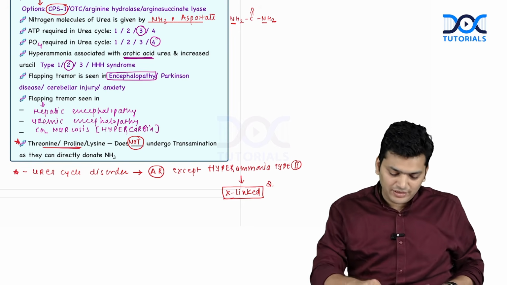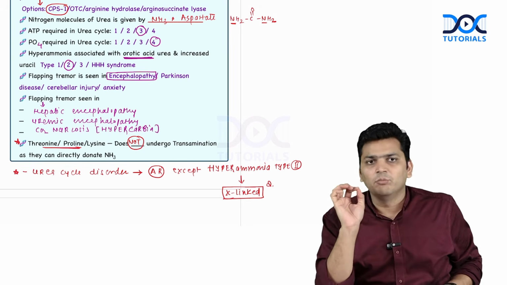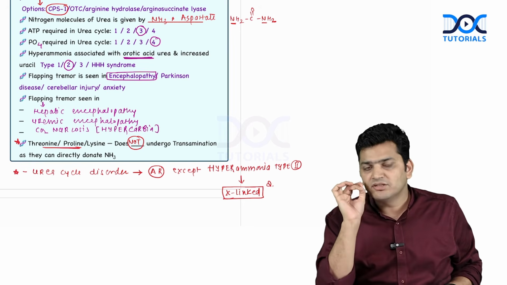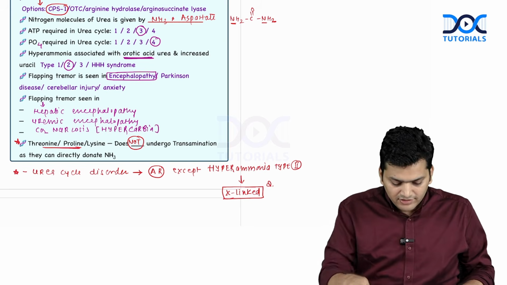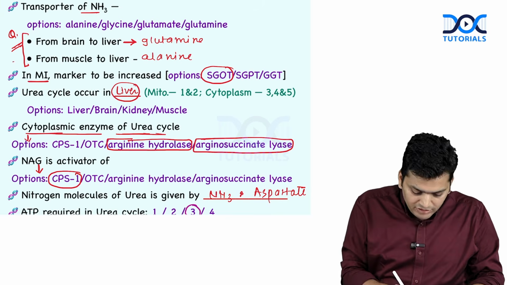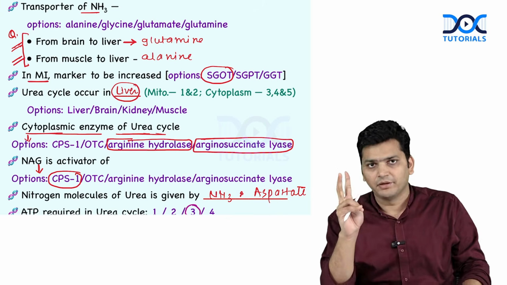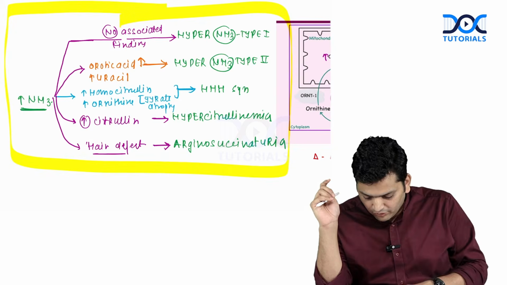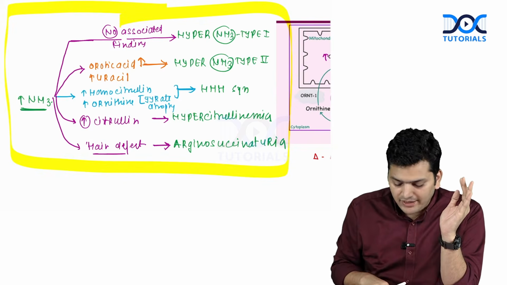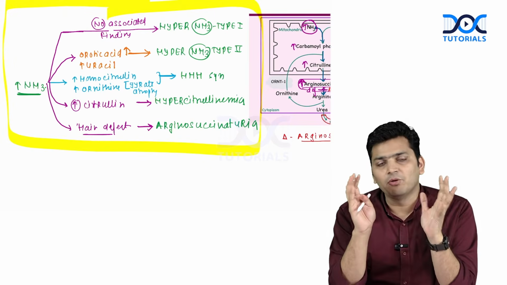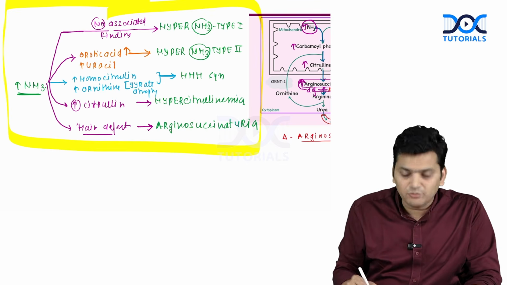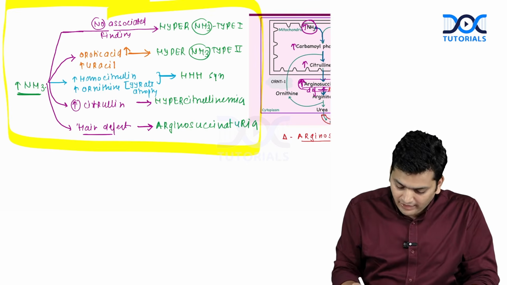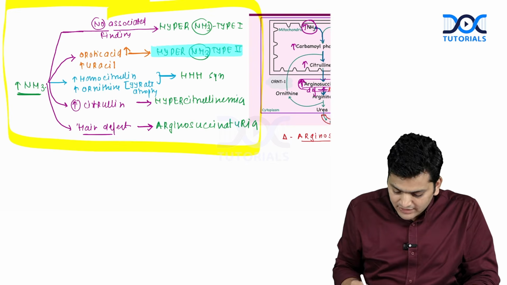I know it was a little lengthy chapter, but I will just pinpoint the most important areas from which the majority of the MCQs will come. See, one is these two questions. What is the name of the transporter? Must remember. And second, this particular one. This table will give you the idea to solve many MCQs about urea cycle disorders, and among them, all the diseases are going to be autosomal recessive except hyperammonemia type 2, which is X-linked recessive.